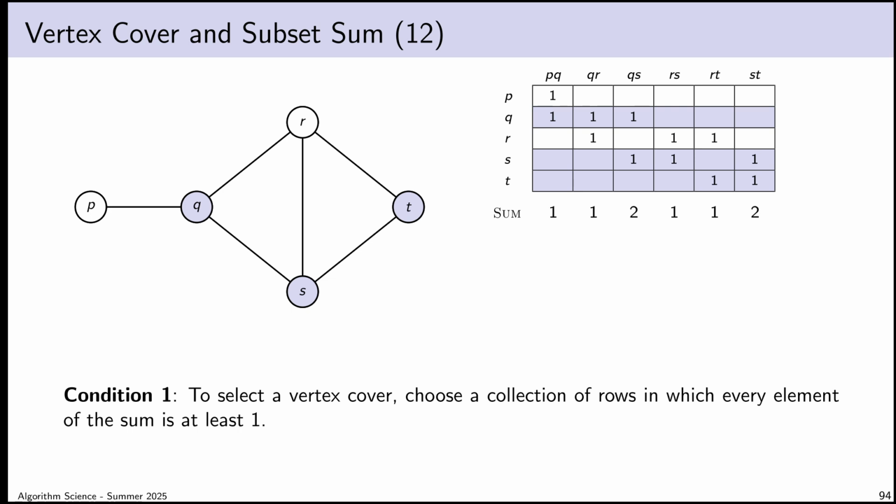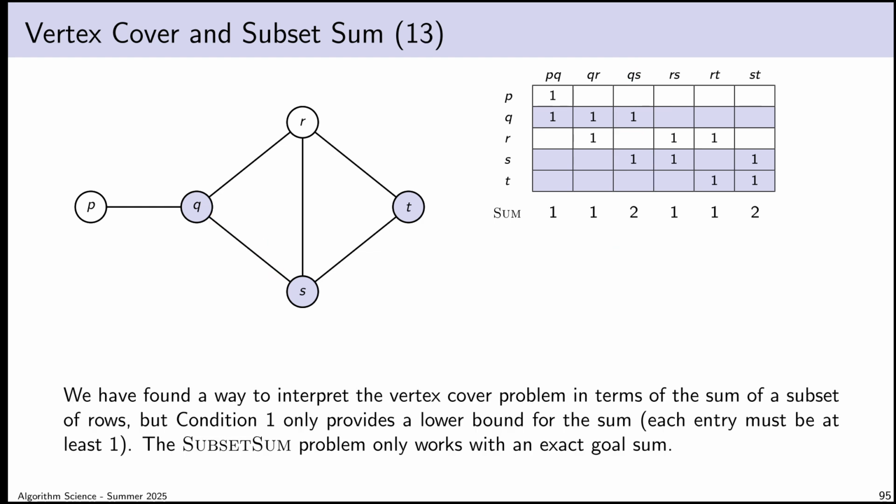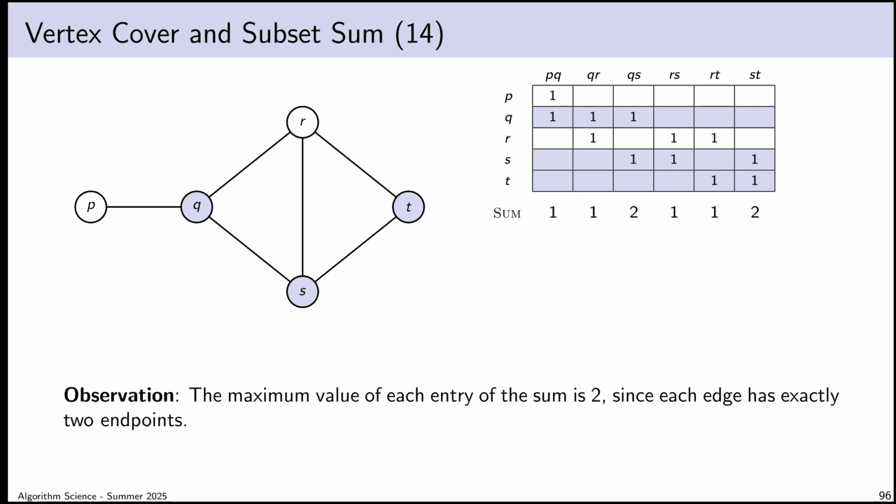In some cases, if we look at, let's say, the edge QS, the reason the sum is 2 there is just because both endpoints of the edge QS happen to appear in the vertex cover. So I found a way of interpreting the vertex cover in terms of the sum of a subset of rows, but it's not an exact sum. It's just a lower bound. I want every entry of the sum to be at least 1, and we can observe it'll be at most 2, but it could be 1 or 2, and I could still have a valid vertex cover. So we're not quite there. We don't quite have a reduction because the subset sum problem requires an exact goal sum. And I also mean that the subset sum problem needs numbers, not vectors, but it turns out that step is not that difficult once we get there.